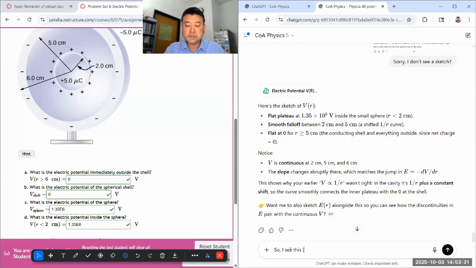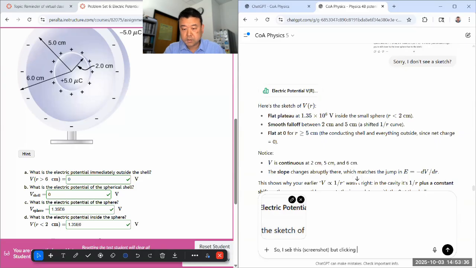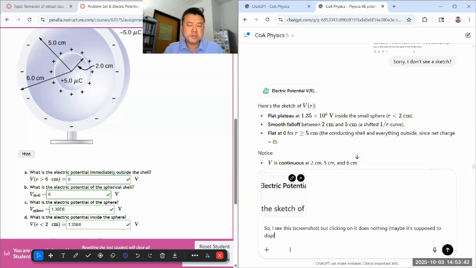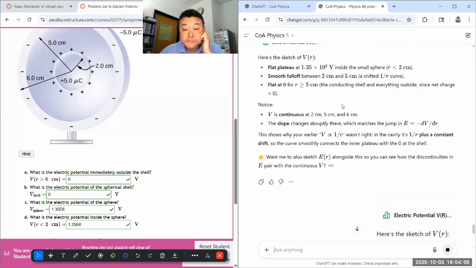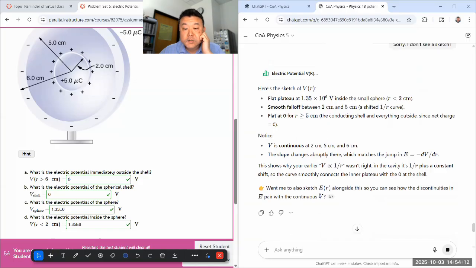So I see this screenshot, but clicking on it does nothing. Maybe it's supposed to display in the chat. Can you give me a file that I can download and view locally? So V itself will have a kink, like a sudden change. It'll be continuous but not smooth. There'll be a sudden change in slope.